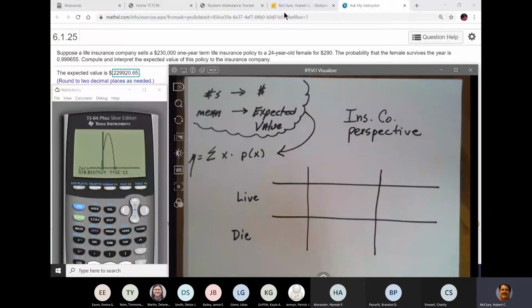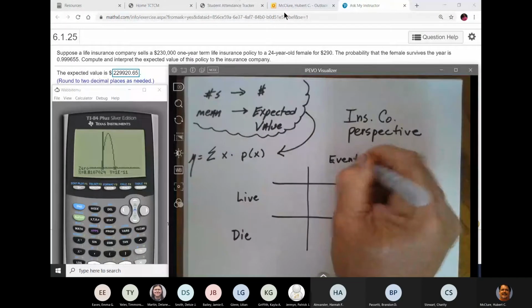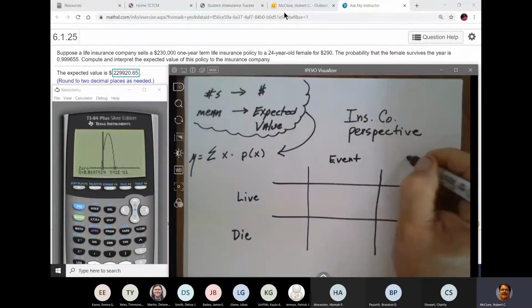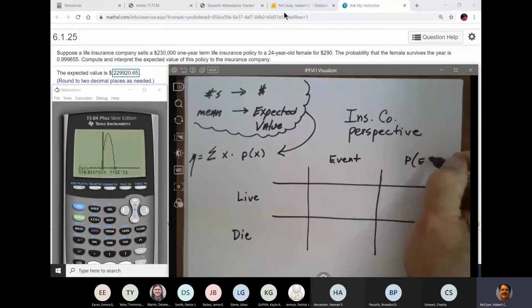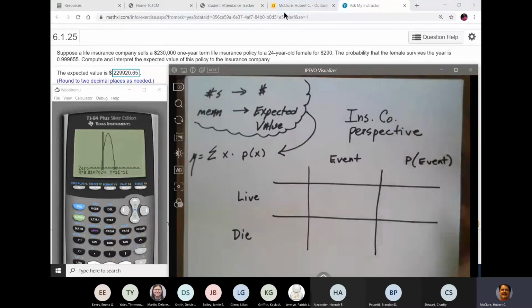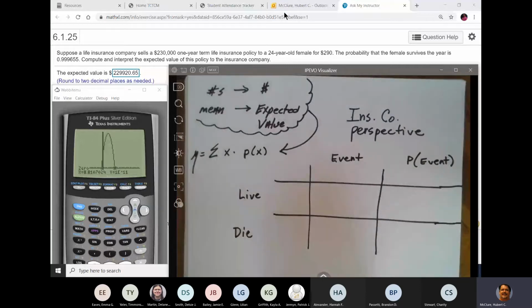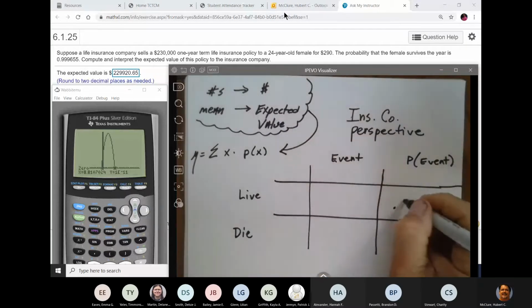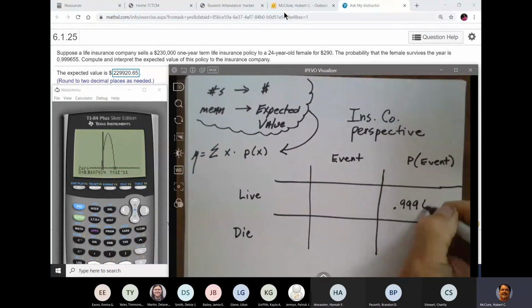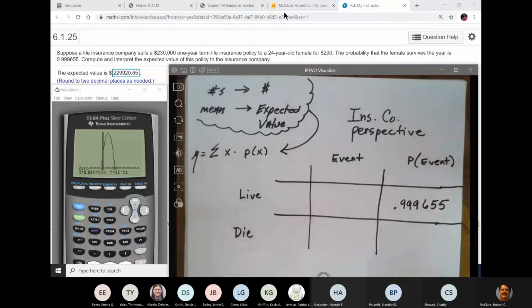So if she lives, she's going to have an event and the probability of that event, which they've already given us. The probability of one event is that she's going to live. The survival rate or probability is 0.999655. Three nines, and 655.